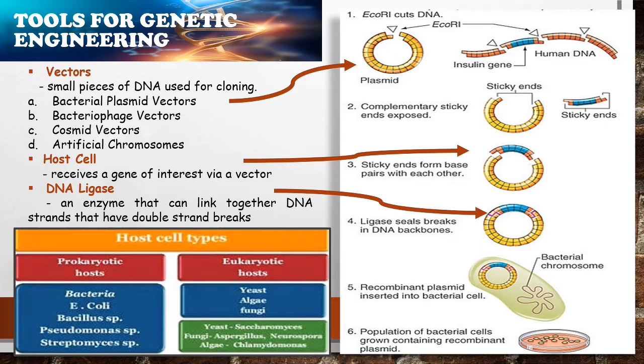Another tool of recombinant DNA technology is the host cell. It receives a gene of interest via a vector. It replicates repeatedly, passing on the gene of interest to offspring. There are two types of host cell: prokaryotic and eukaryotic hosts. And then next we have DNA ligase. It is an enzyme that creates covalent bonds, joining together a gene of interest within plasmids, producing a recombinant DNA.